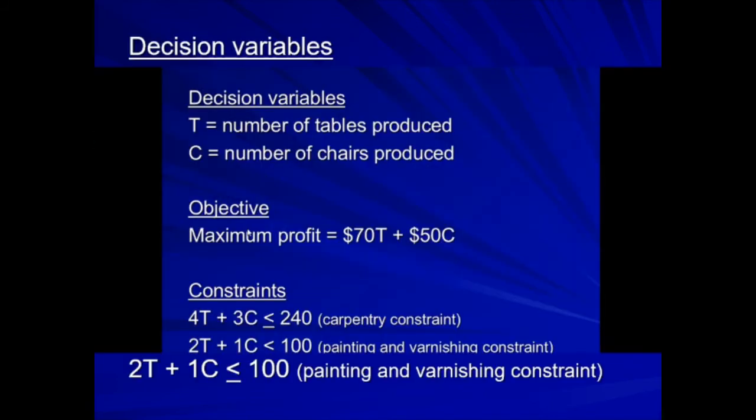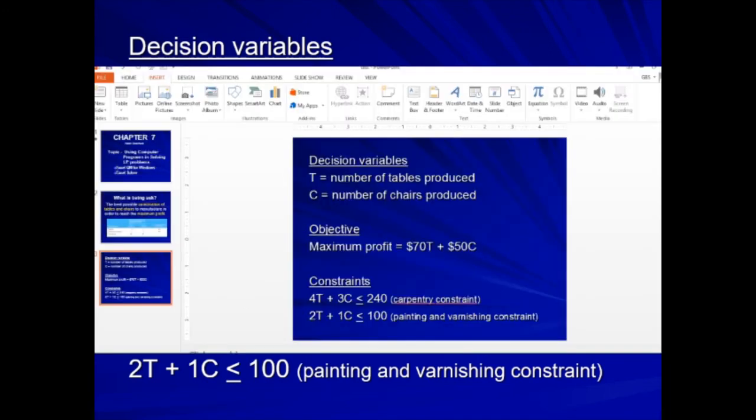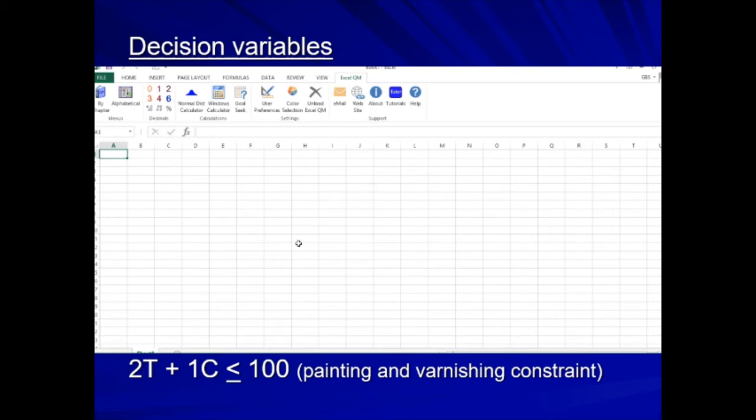Now that we have already determined our decision variables, the objective and the constraints for the Flair Furniture problem, we are now ready to solve this problem using Excel QM. So let's now go to the Excel QM window. By the way, I am using Excel QM version 5.2, which I just downloaded from the internet.